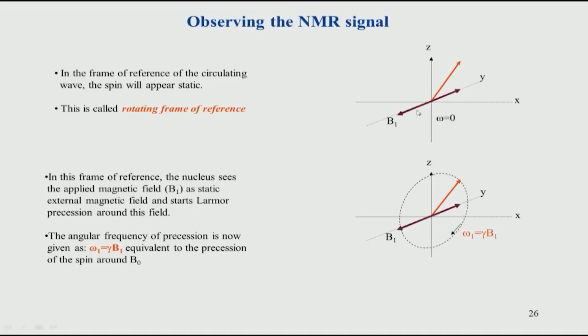Now if this oscillation, which was shown in the circular form, is synchronized with the rotation of the spin around z, then we can think of what is called a rotating frame. A rotating frame of reference means you go into a frame in which the rotation frequency of the RF radiation matches that of the spin.